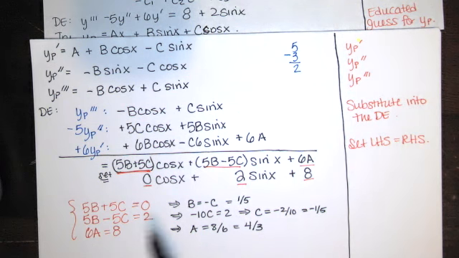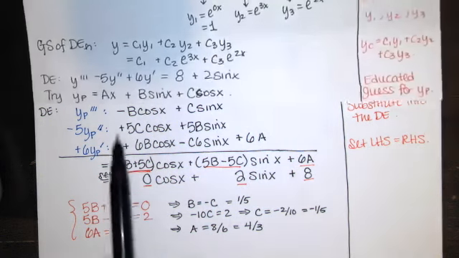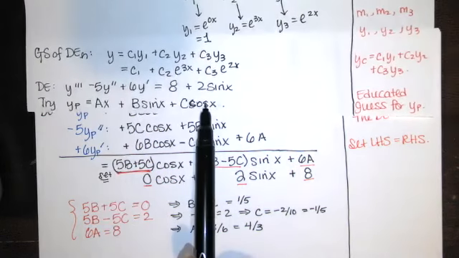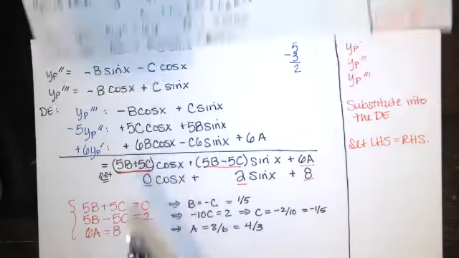I mean, that's one way of doing it. I use the substitution method. You could have also added these together, and then you would have found that 10b equals 2. So b would equal 2 over 10, which is 1/5. And once you had b, you could use one of those equations to find c. Okay, so these are the values of a, b, and c that are required for y sub p equals this function to satisfy this differential equation.